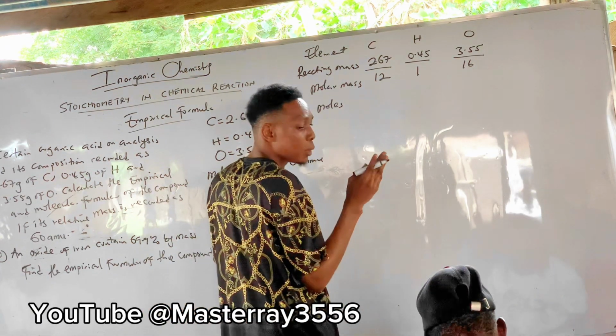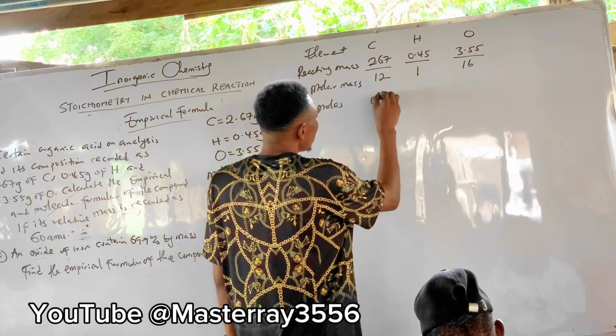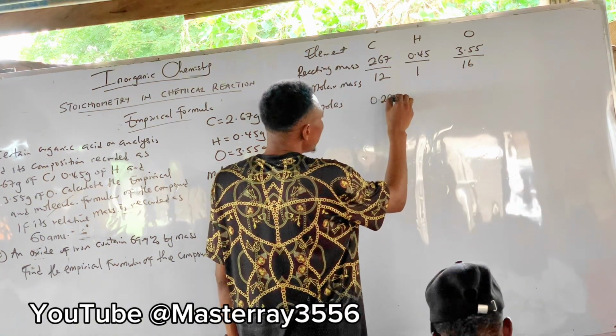Approximate to 4 decimal places. What do we have? 0.223 what?